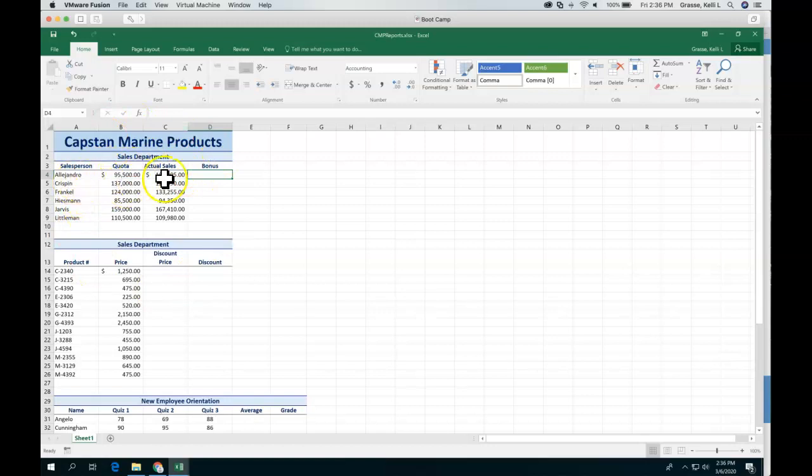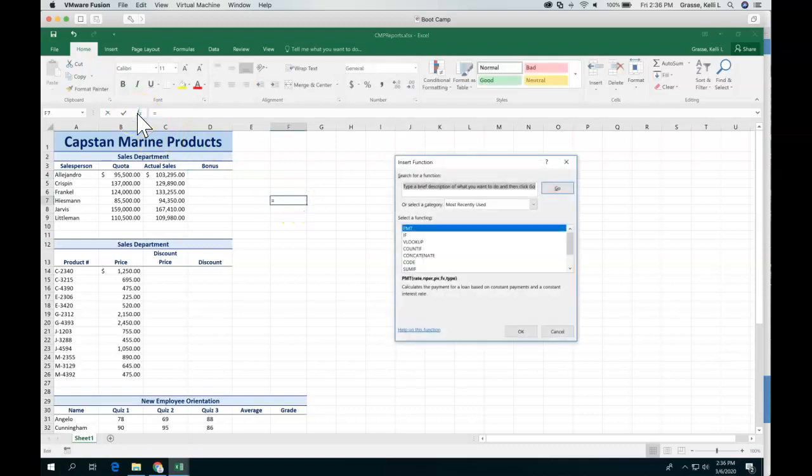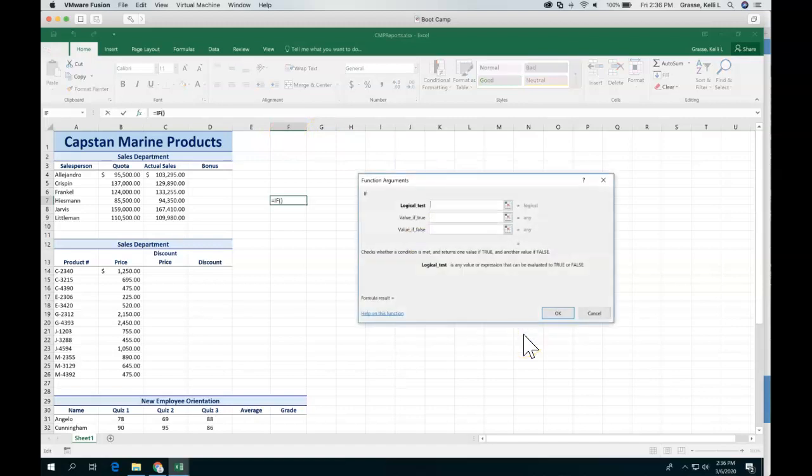We have employees, we have their quota and their actual sales, and we're going to determine if they should receive a bonus. So as I mentioned before, the if function allows you to ask questions of the data. So I'm not going to start with the equal sign. I'm going to start with finding the if function. So I'm going to go to my FX button again, choose if, and click OK.